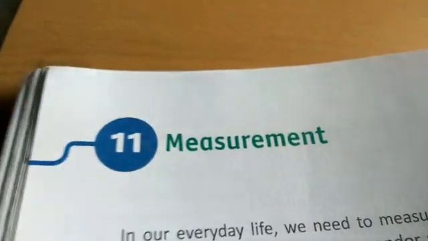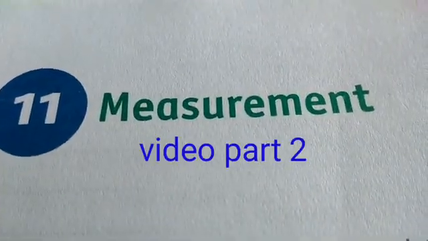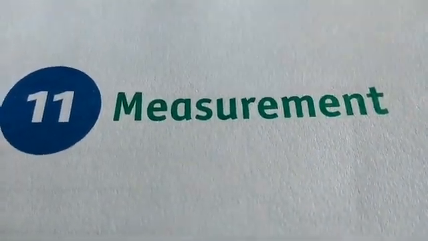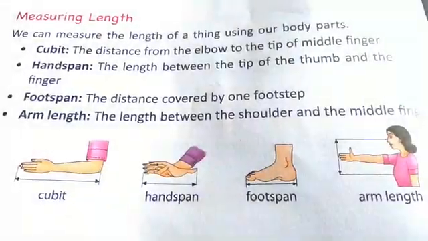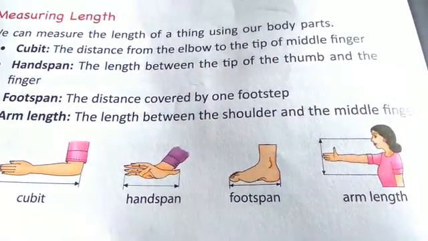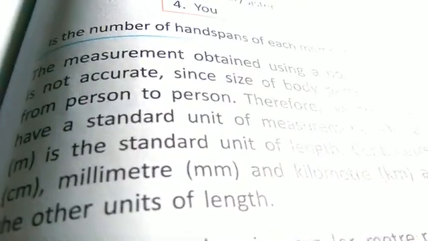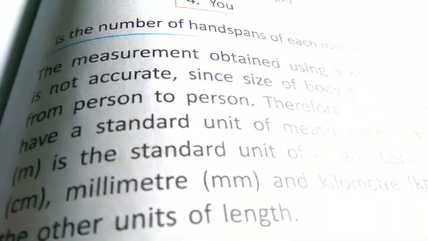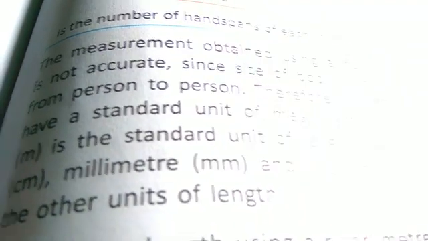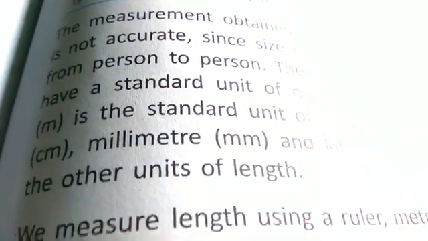This is a continuation of the previous chapter, chapter 11, Measurement. This is video part 2. So let's start. In video part 1, I have told you about the different systems which were used in the earlier days. They used the different body parts for measuring, but all these systems are not in use now.